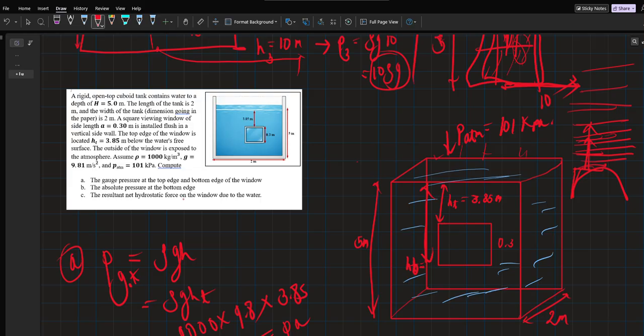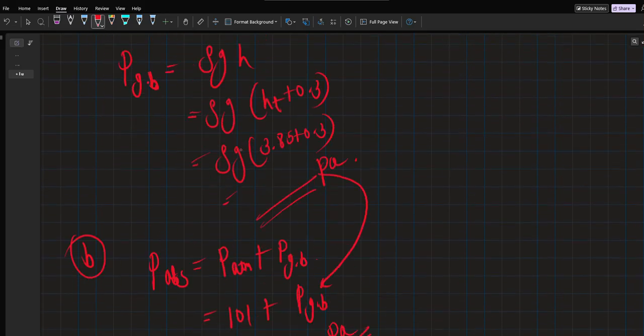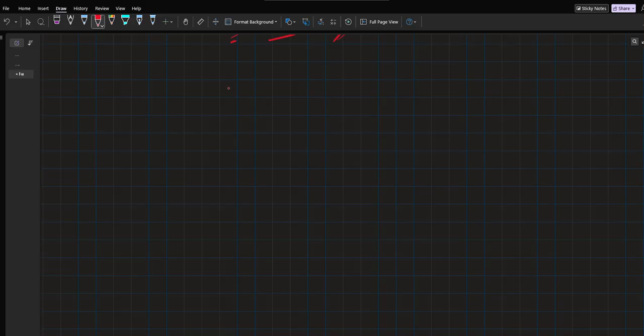Now the trickiest one, the third one. Here the question asked us to calculate the net hydrostatic force on this window due to the water. Okay, so let me draw the figure again. Let me get this figure.